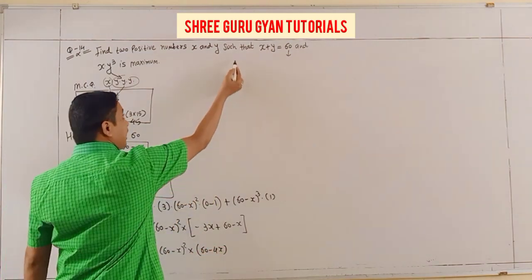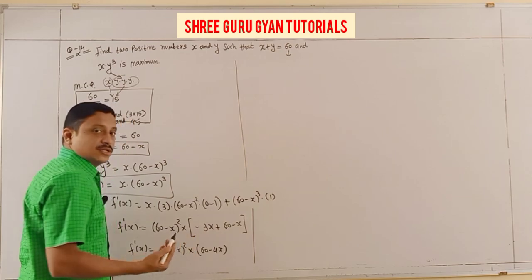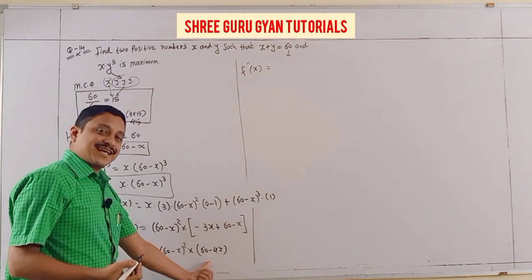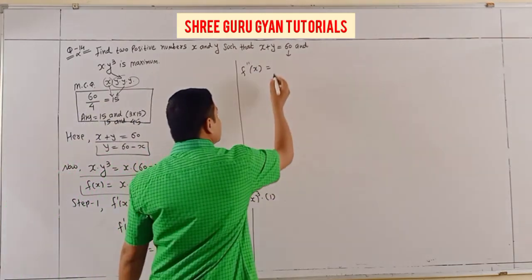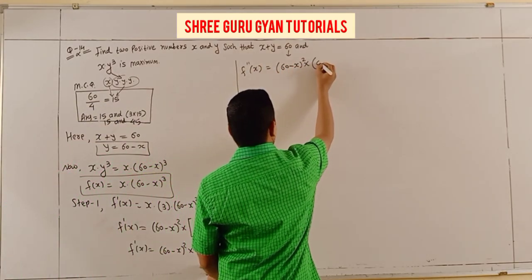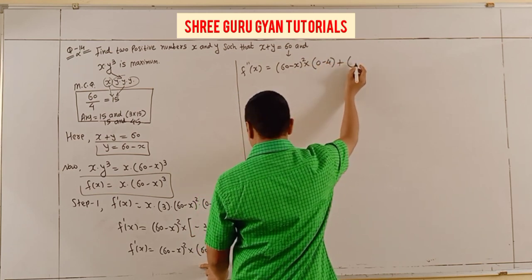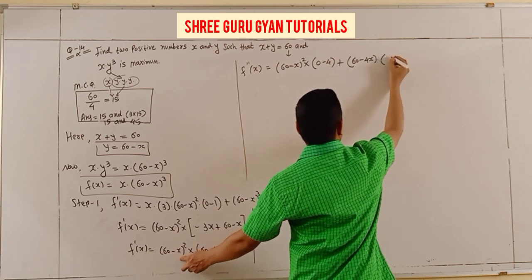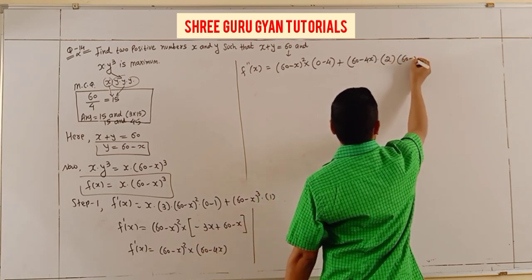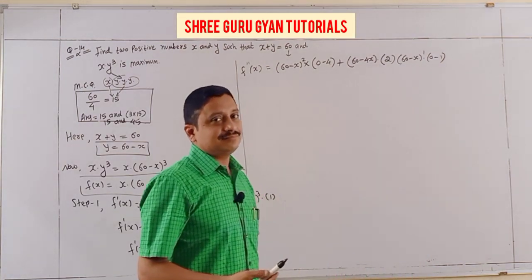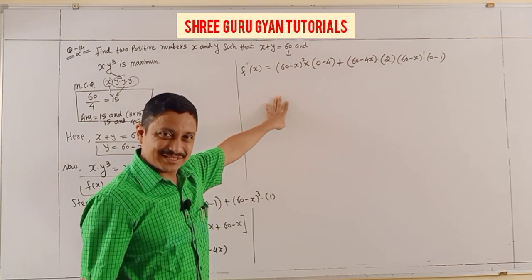Now going to the second order derivative. So what is the second order derivative? First and second product. So (60 minus x) whole square, this derivative is 0 minus 4, same (60 minus 4x), and this derivative is 2 times (60 minus x) to the power 1 and 0 minus 1. Don't worry, as it is written there.